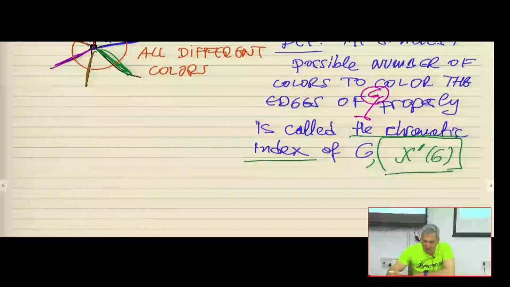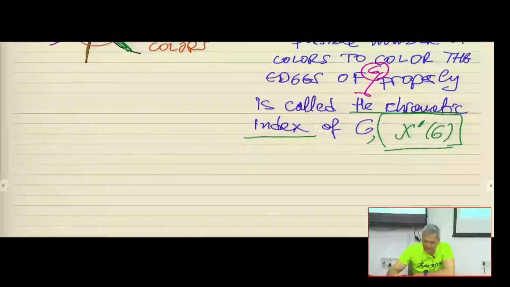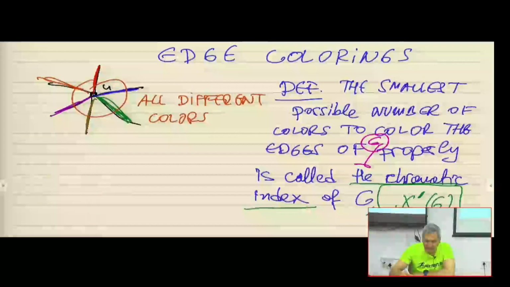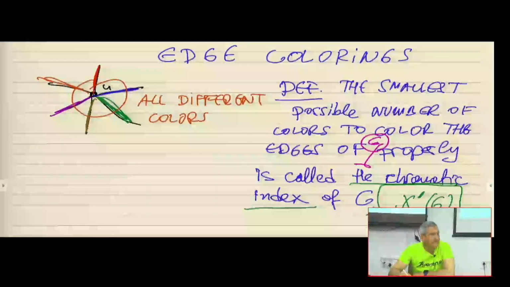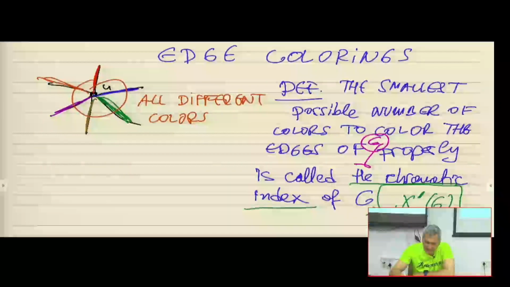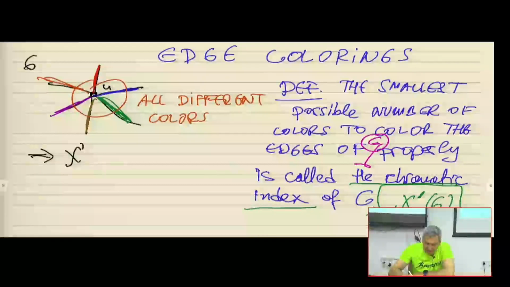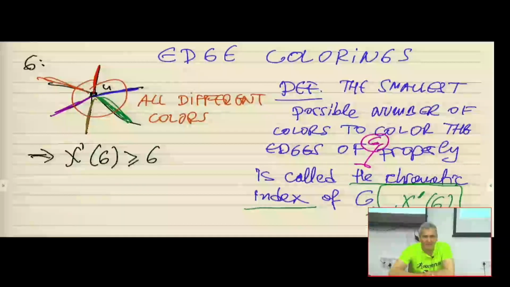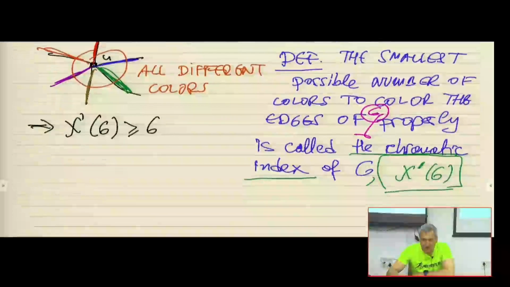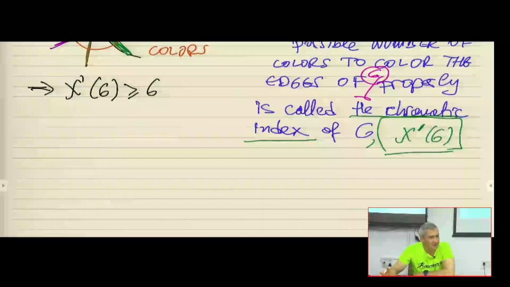So one obvious thing is that if we have a vertex of degree 6, then the chromatic index of this graph G will be at least 6. Do we agree? So we look at the biggest degree. If it is 10, then we know that the chromatic index is at least 10.